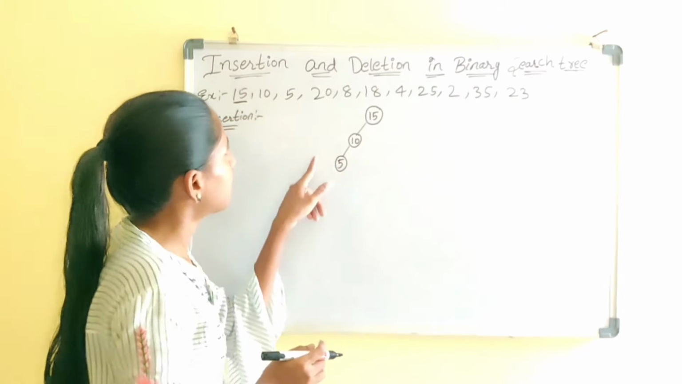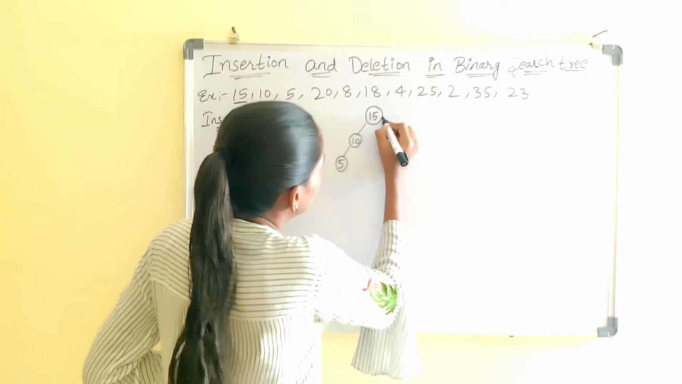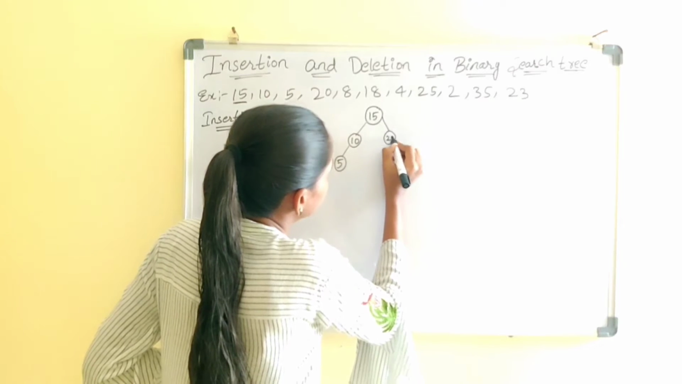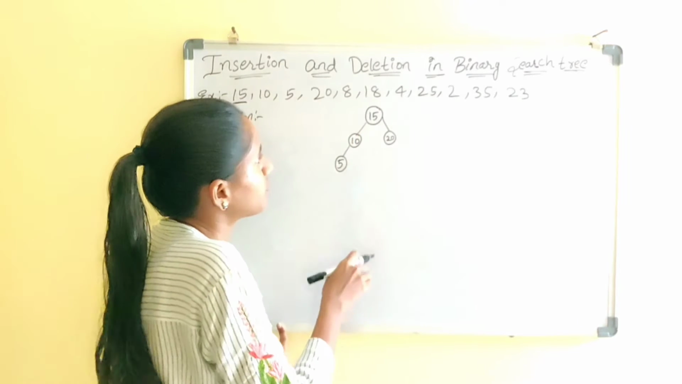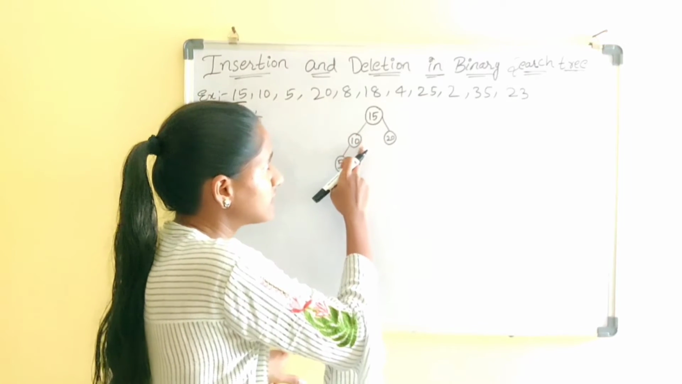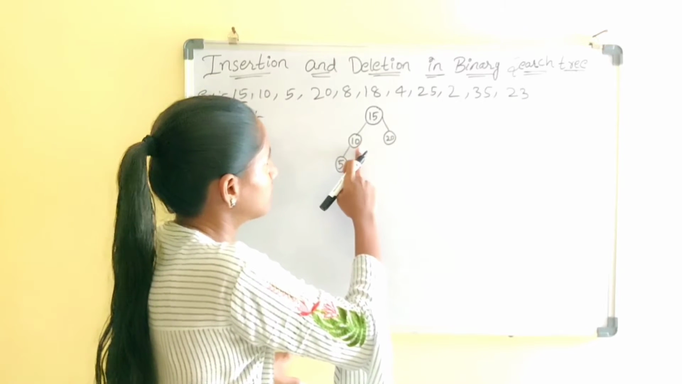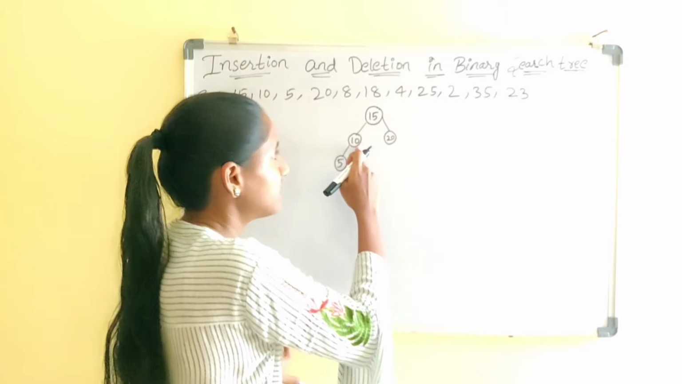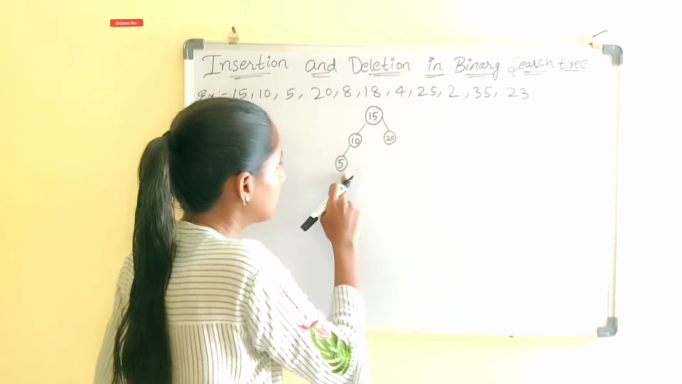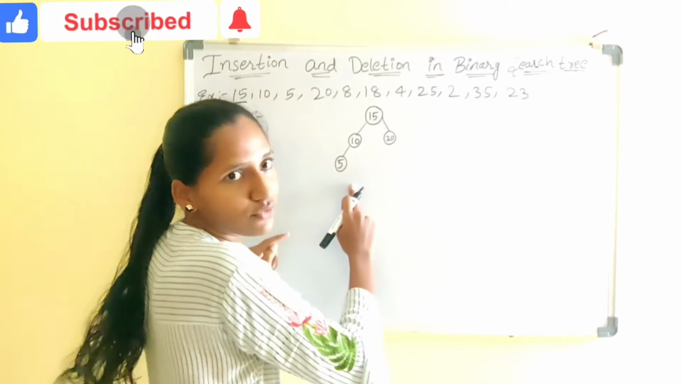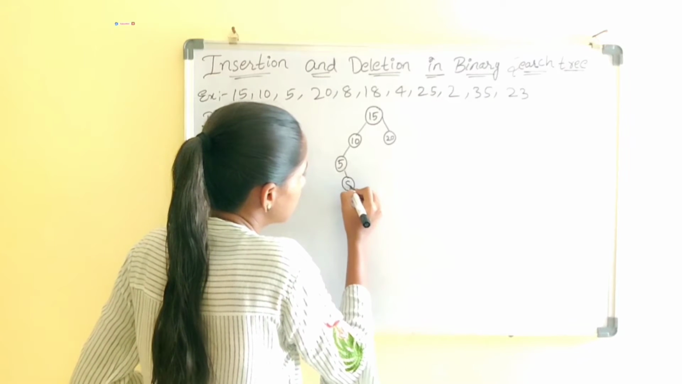5. Next 20. 20 is greater than the root node, so here 20. Next 8. 8 is less than the root node. Here 10: 8 is less than 10. Again, it is greater than 5. So we have to write it as the right side, 8.